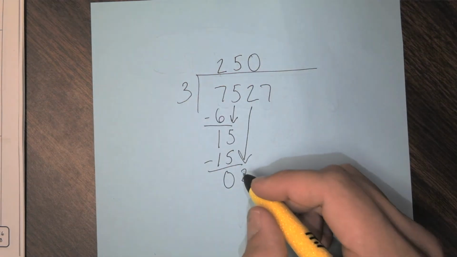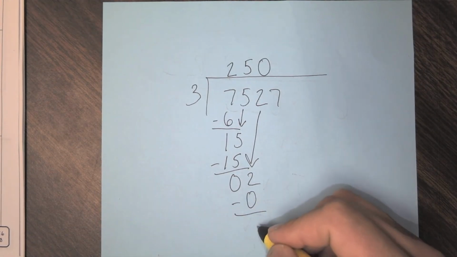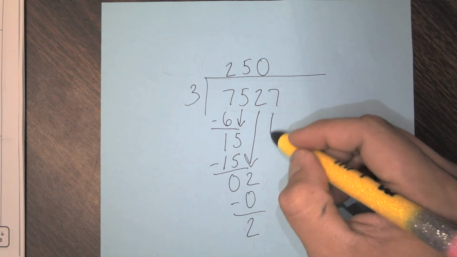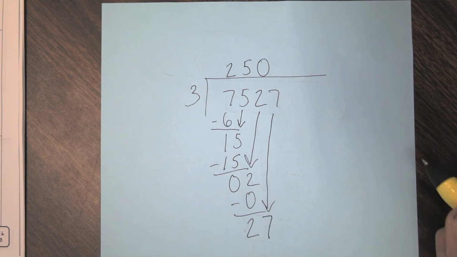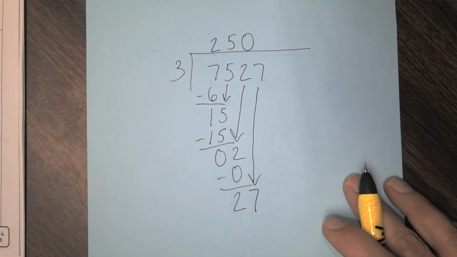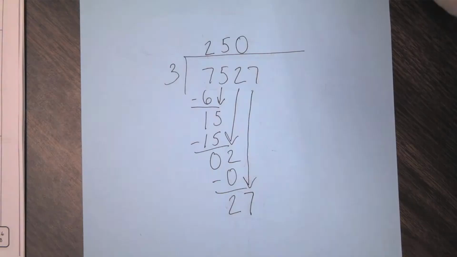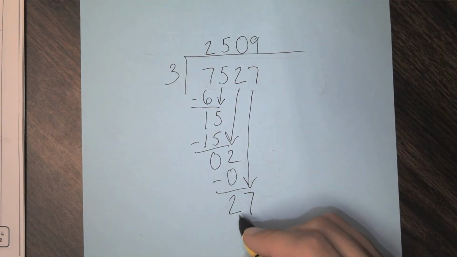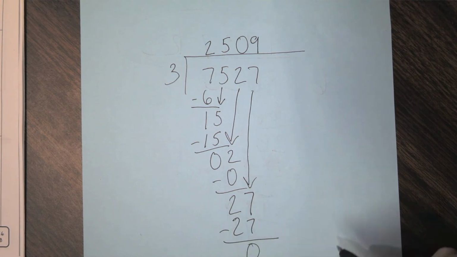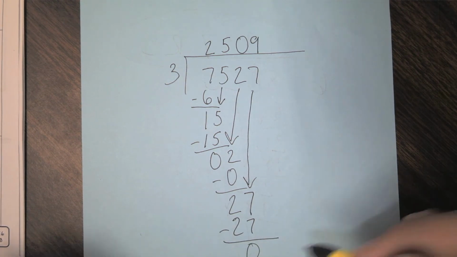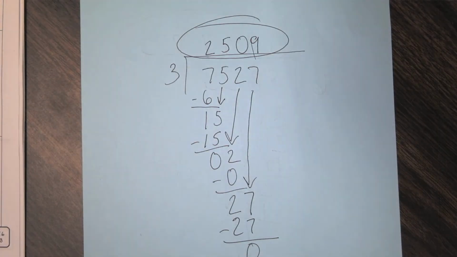So then 0 times 3 is 0. So what's 2 minus 0? 2. Now we can drop the 7. And how many times is 3 going into 27? 9. So that'd be 27. We get 0. Do we have a remainder? No. So that's a 0 down there. You just don't have a remainder. So 2,509 is your quotient.